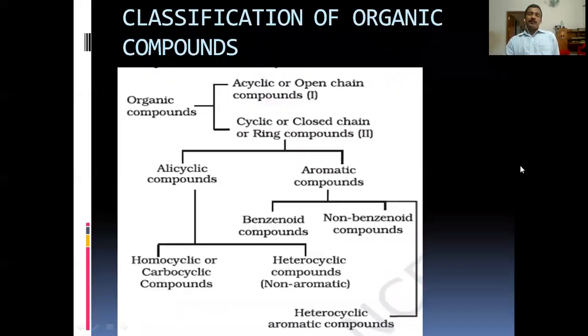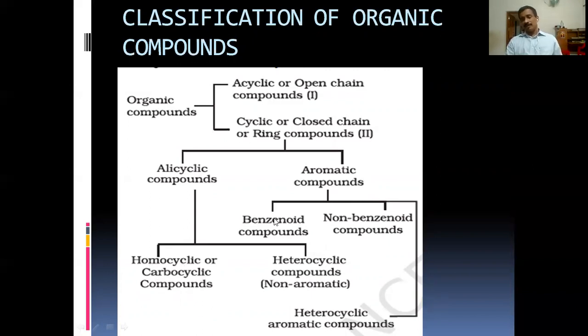Okay, now classification of organic compounds. Organic compounds are mainly classified into two: acyclic or open chain compounds, and cyclic or closed chain or ring compounds. Cyclic compounds are again classified into alicyclic compounds and aromatic compounds. Alicyclic compounds are again classified into homocyclic or carbocyclic compounds and heterocyclic compounds. Heterocyclic compounds, non-aromatic. Aromatic compounds are classified into three: benzenoid compounds, non-benzenoid compounds, and heterocyclic aromatic compounds.